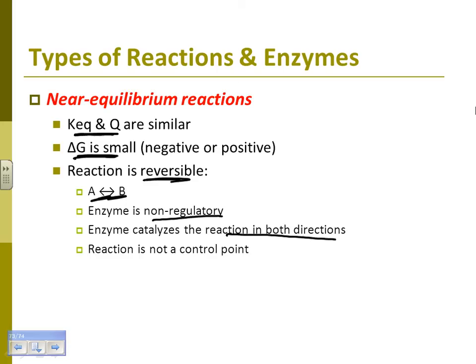Reversible meaning they can go in both directions. And the reaction is not a control point. So reaction is not a control point, non-regulatory, those kind of go hand in hand. Reversible, both directions, those go hand in hand. So it looks like a lot of information, but there's not too much being said here, although this does come up on a lot of, pick which one is false about this type of question. That'll make more sense when we see some examples.